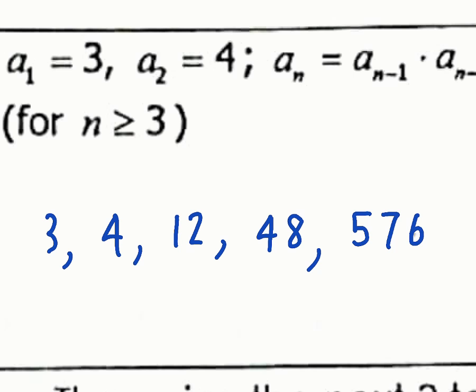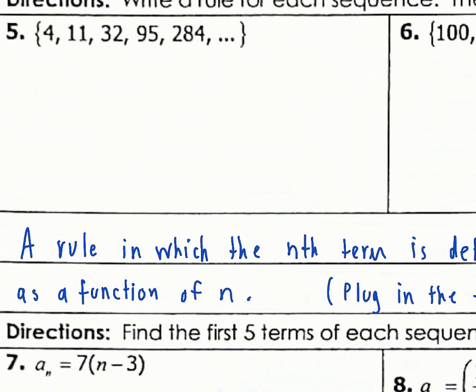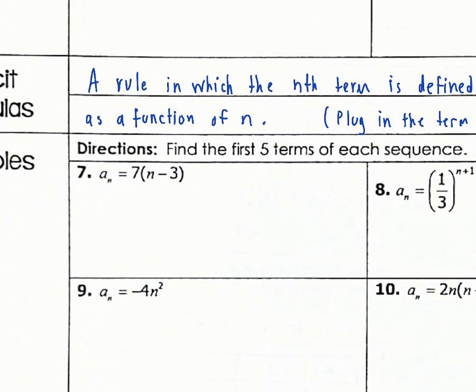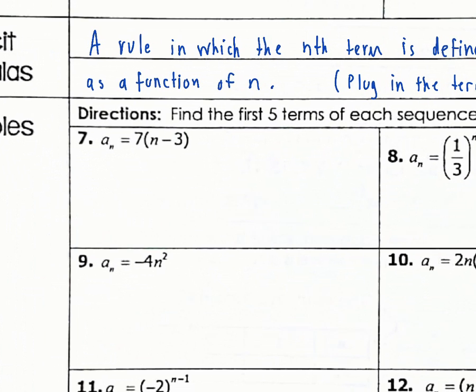Now I want to come back to number 5 in a second. I want to go first to explicit rules. So let's skip 5. We're going to come back to 5 in a minute, and I want you guys to write these notes right here for explicit rules. Explicit formulas.